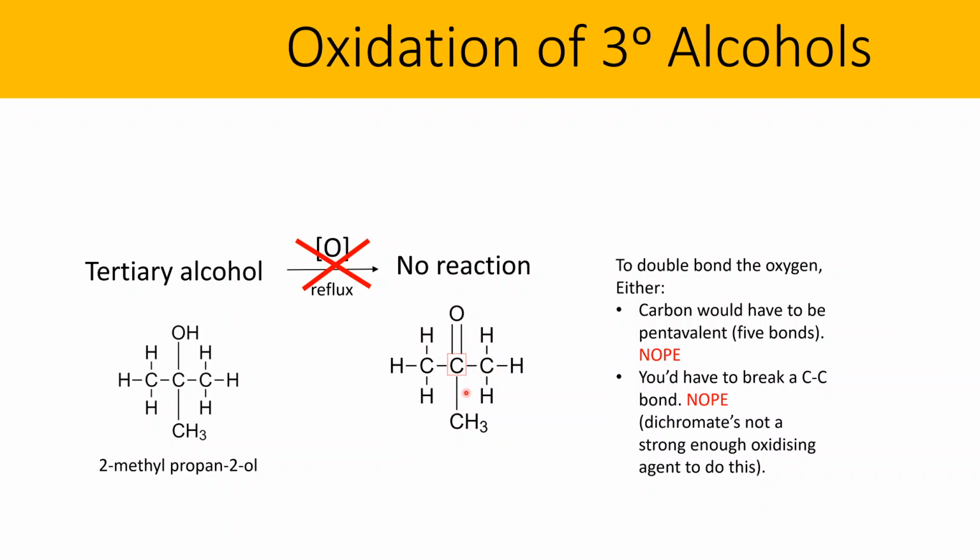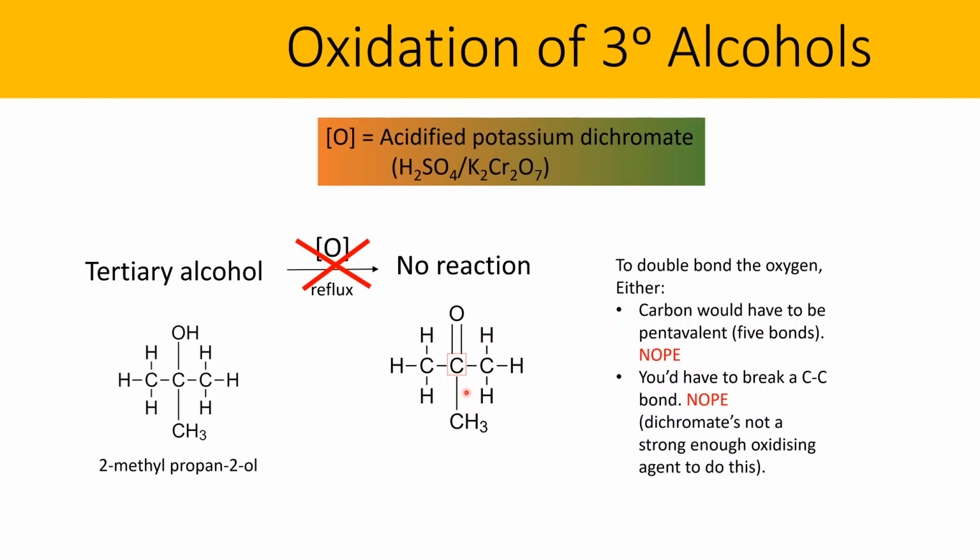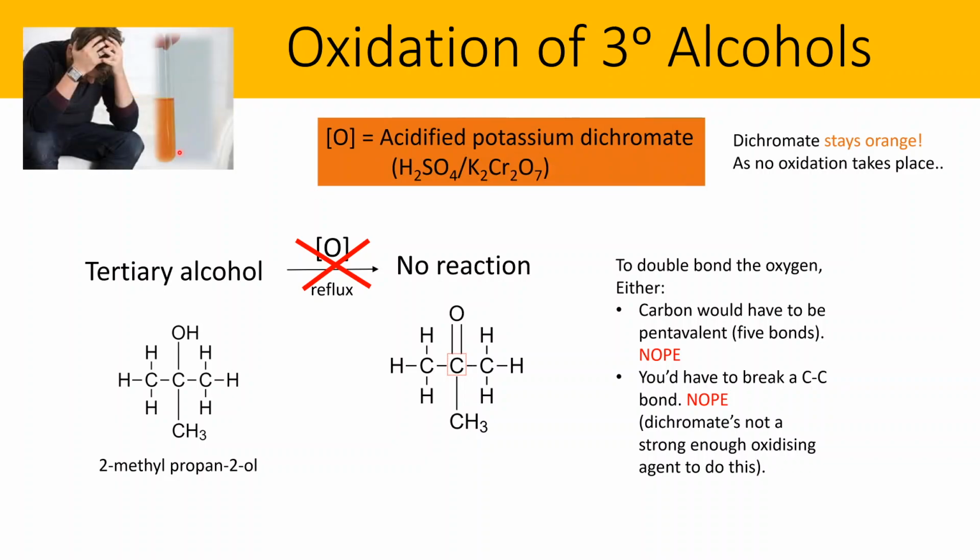But what does that mean for our observations? Well, it means that your acidified potassium dichromate is not going to change from orange to green. It's actually just going to stay orange. So the acidified potassium dichromate will not change color. All alcohols can be oxidized though by burning them. So if you were asked what is a suitable way of oxidizing a tertiary alcohol, you could say try to combust it completely in oxygen. That would oxidize it, and that would break the carbon-carbon bonds. But acidified potassium dichromate is not going to carry out this oxidation reaction.